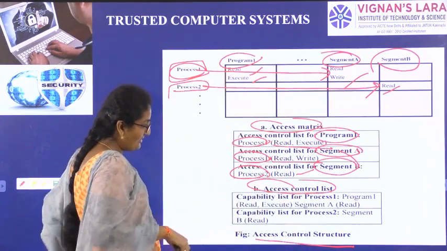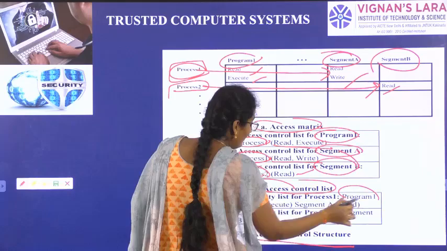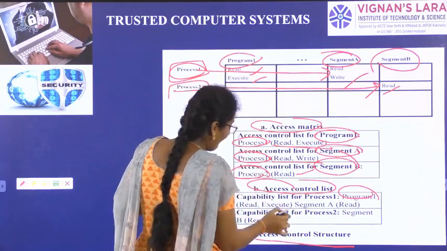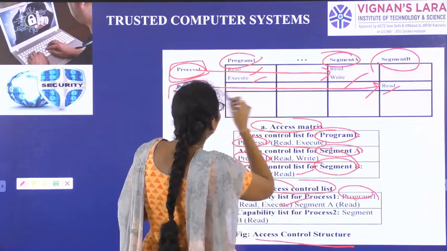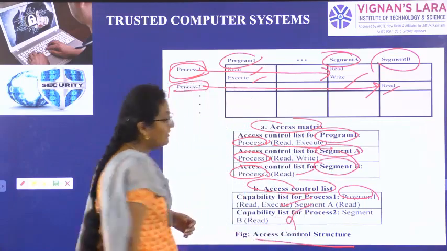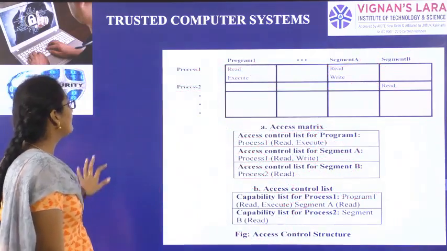That's what I have given in the list also. For program 1 in segment A we have read and write. For process 2 we have read. So this is the access control structure.